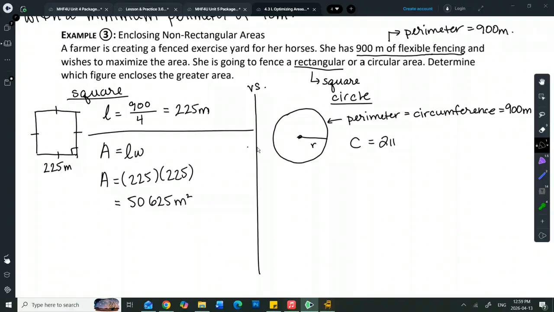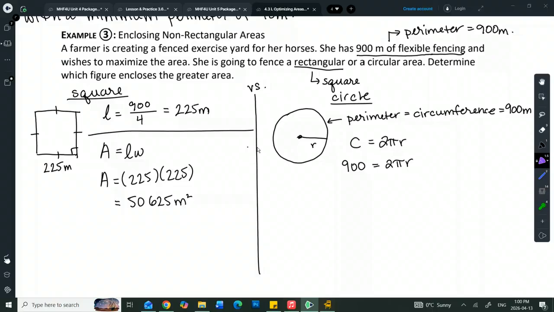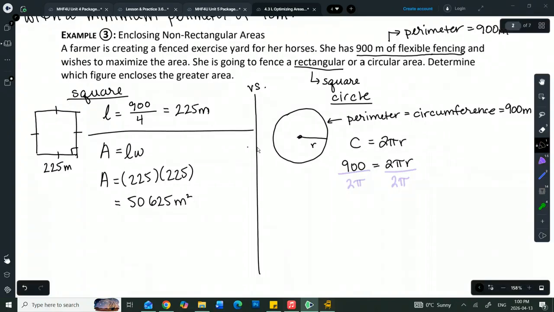So circumference of a circle is 2 pi r. And we're going to set circumference equal to 900 meters. And then our job is just to solve for radius. So how would I get radius by itself here? Yep, divide by 2 pi, because we just want r by itself. So we're going to do 900 divided by 2 pi.